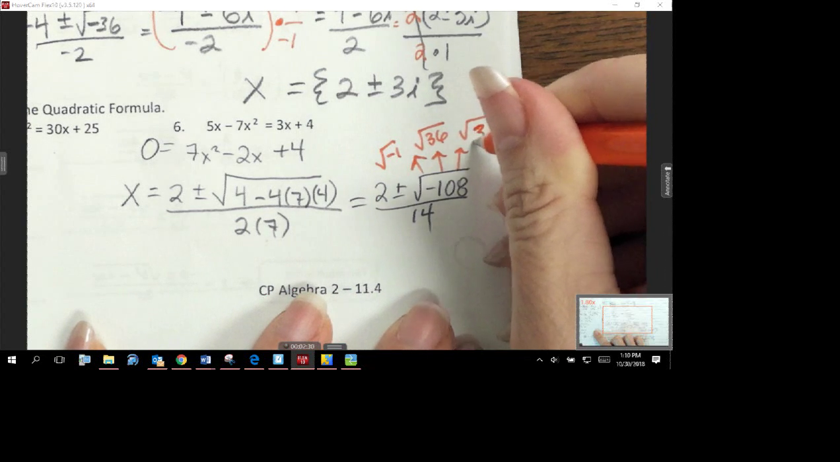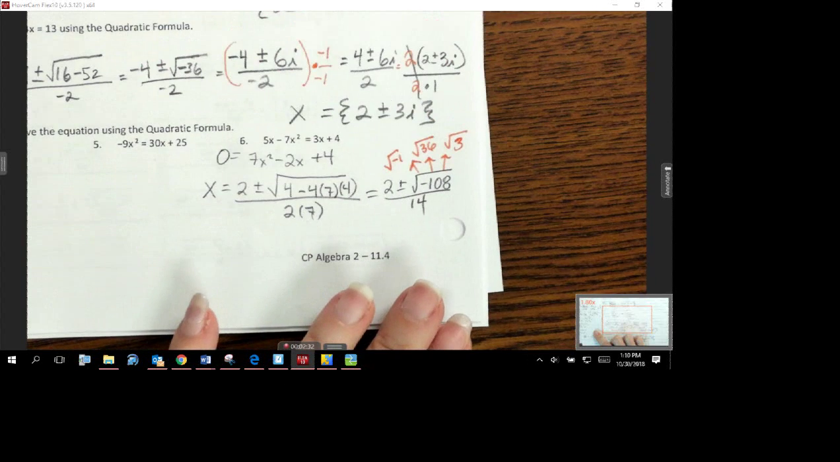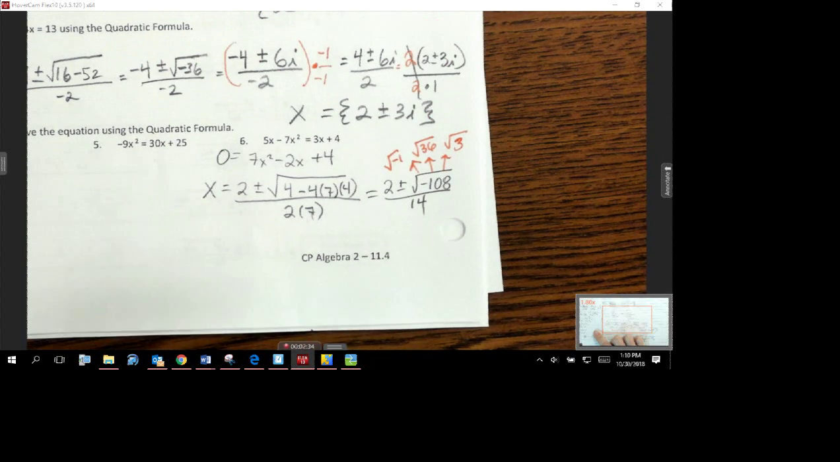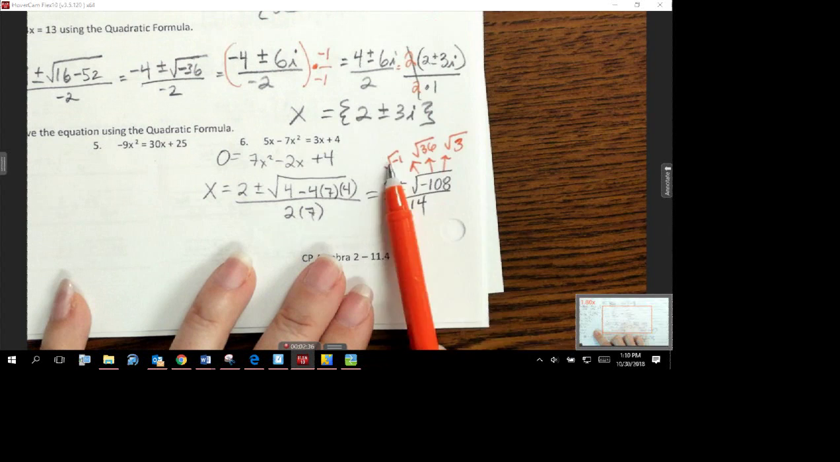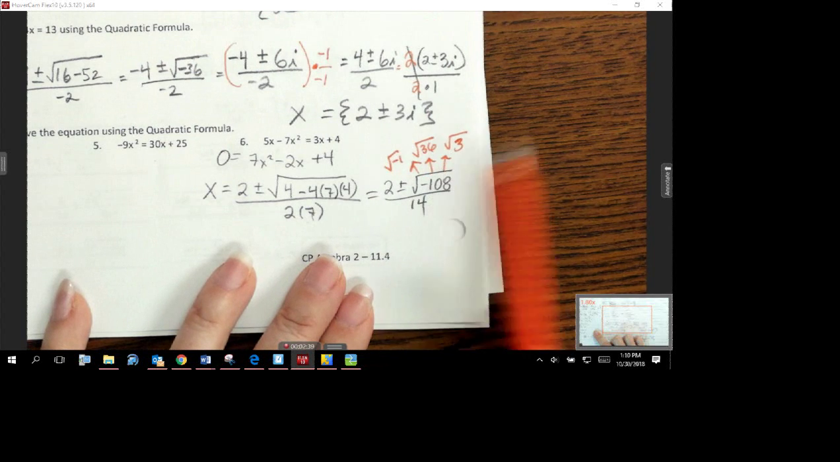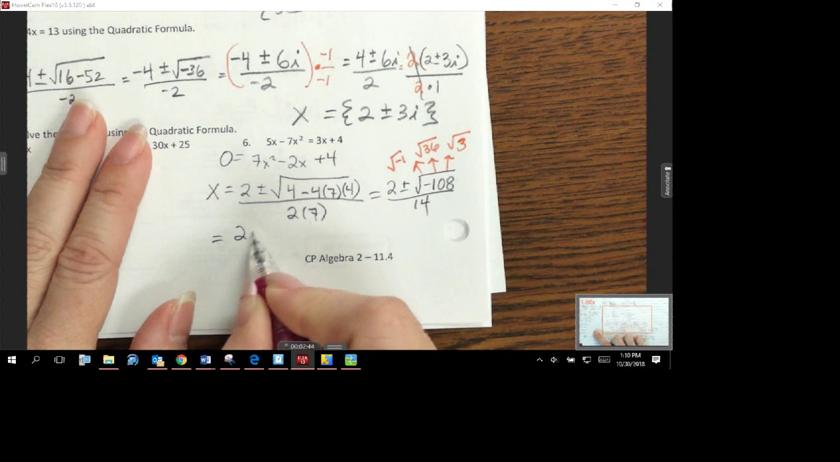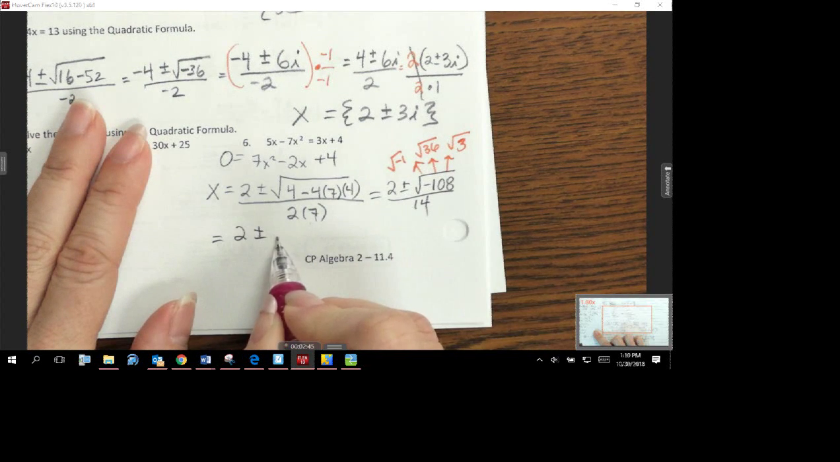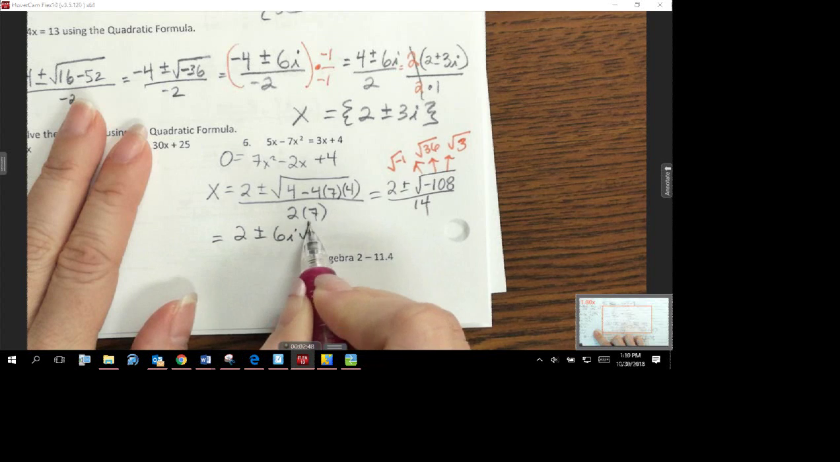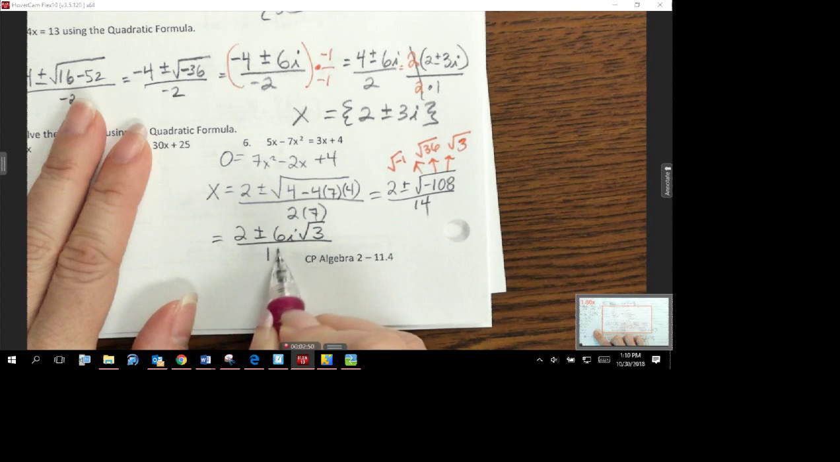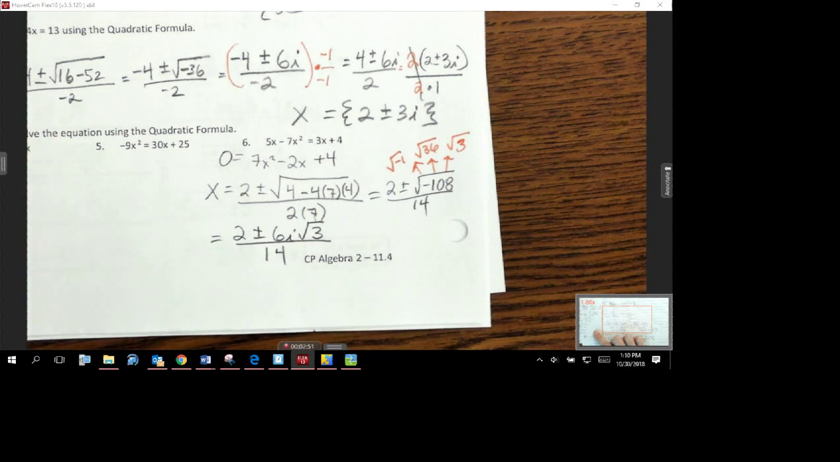Well, it's 36 times 3, right? Yeah. Okay, so I just took 108, and I separated that to be square root of negative 1, square root of 36, and square root of 3. So now we have 2 plus or minus 6i square root 3 all over 14. So you have to simplify your radical.